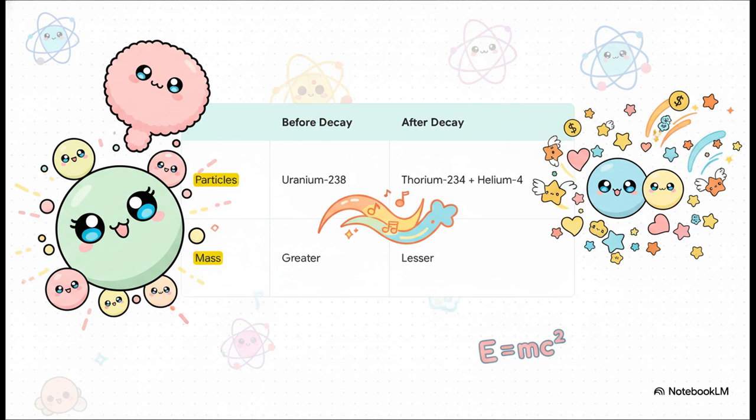And we see the exact same thing happening with radioactive decay. When a heavy element like uranium breaks down, the pieces that are left over have slightly less mass than the original atom. That missing mass, they call it the mass defect, is the source of the energy that gets released. Mass literally disappears and reappears as pure energy.